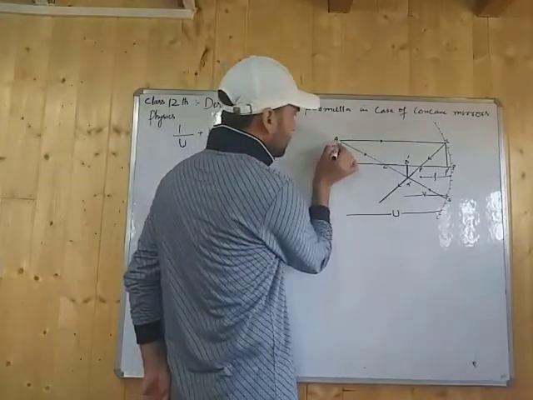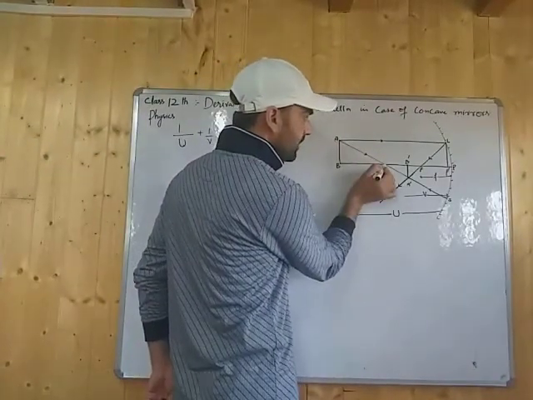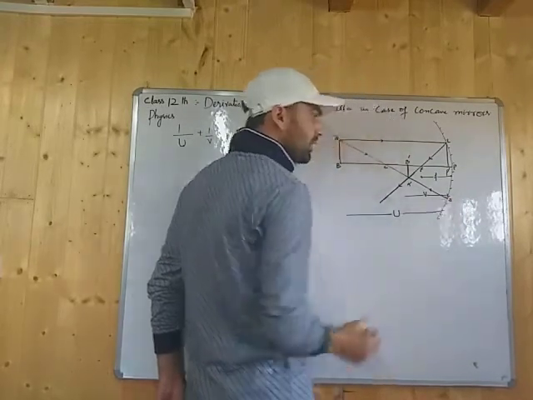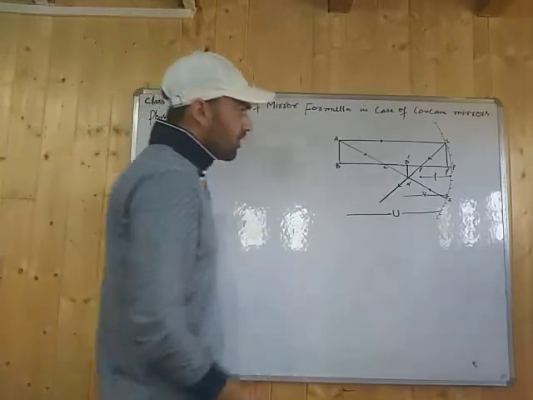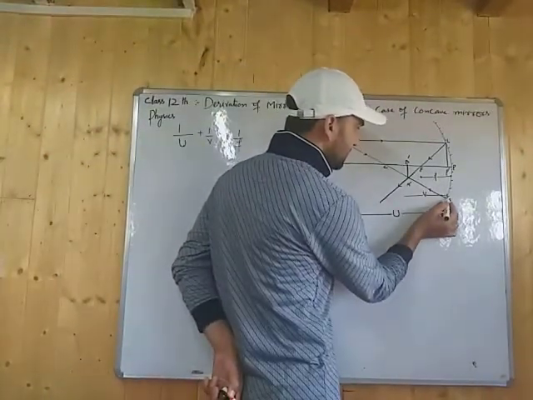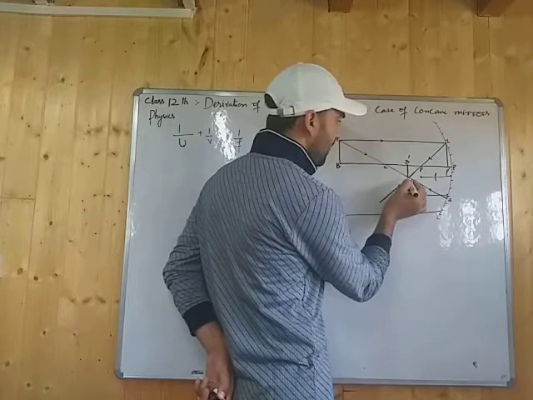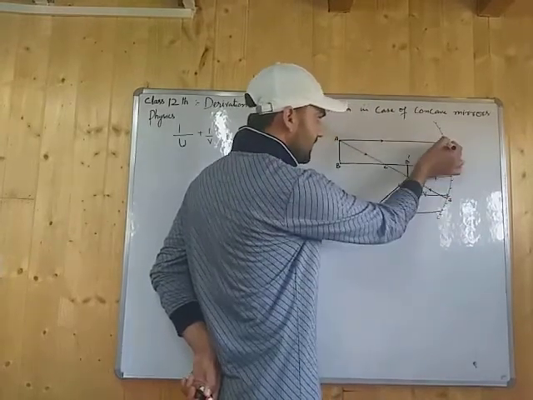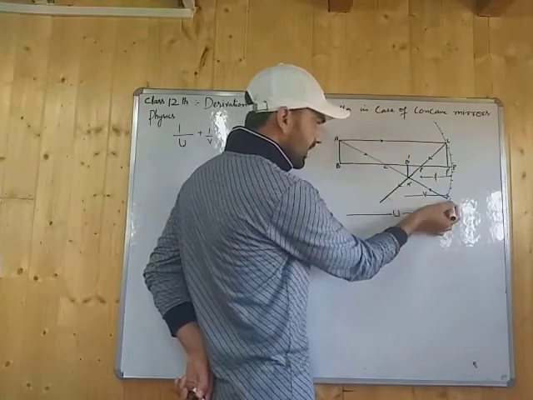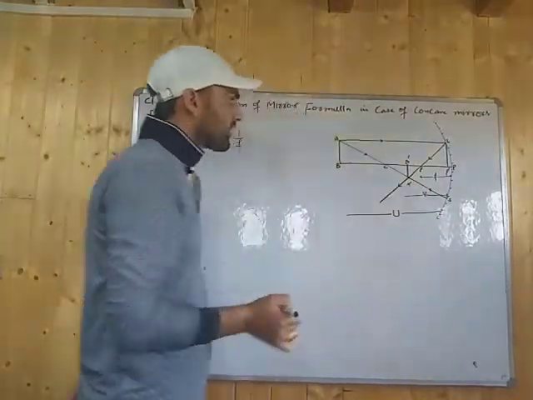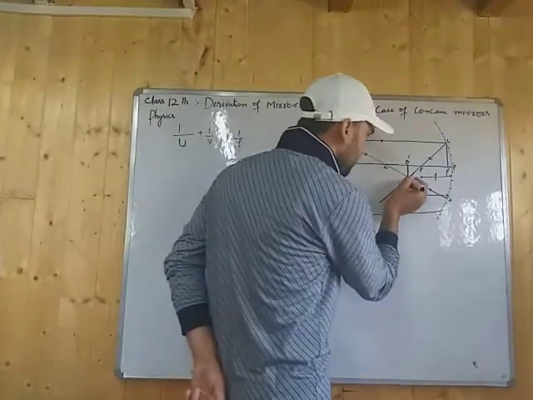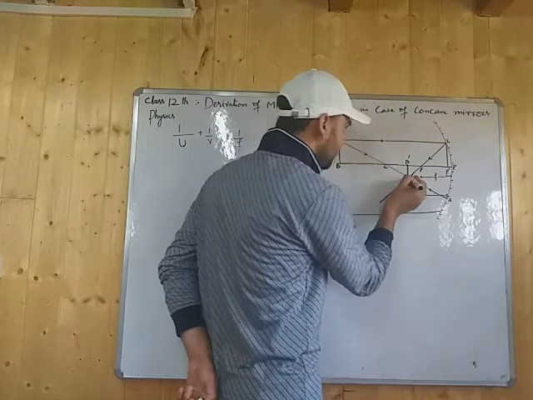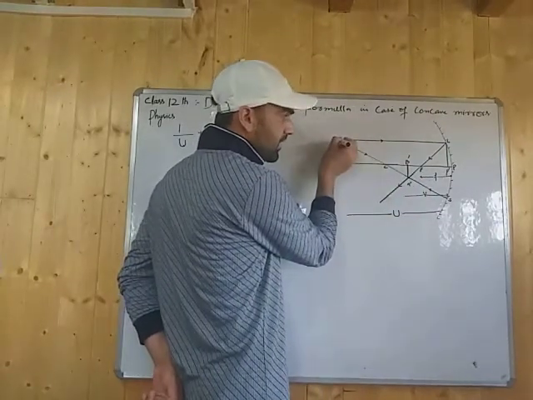Another ray of light goes through the center of curvature and falls on the concave mirror at point S, but normal to the concave mirror. After reflection, this ray of light is reflected back along the same path because it is normal to the mirror. These two reflected rays of light, the first reflected ray and the second reflected ray, intersect at this point. Now this point will be the image of this point A.